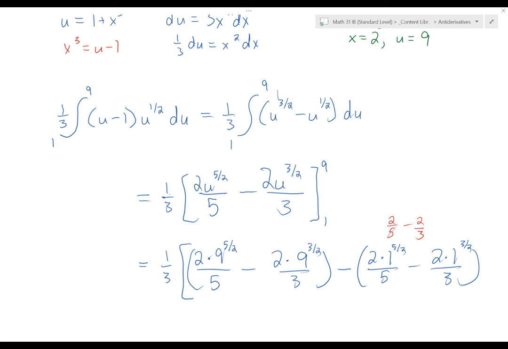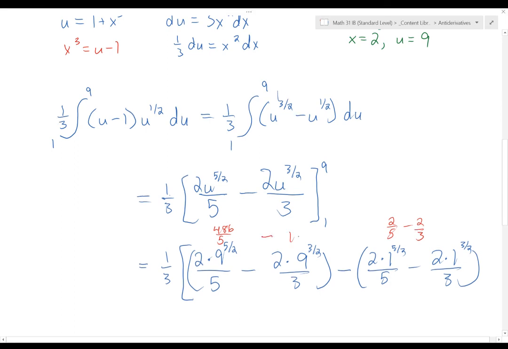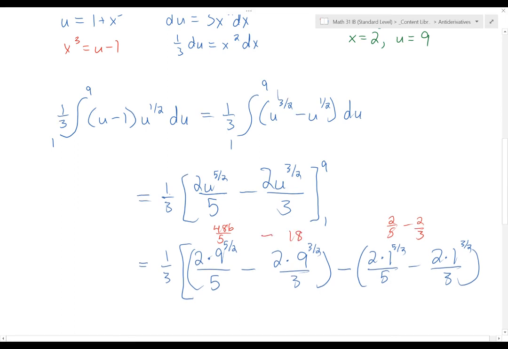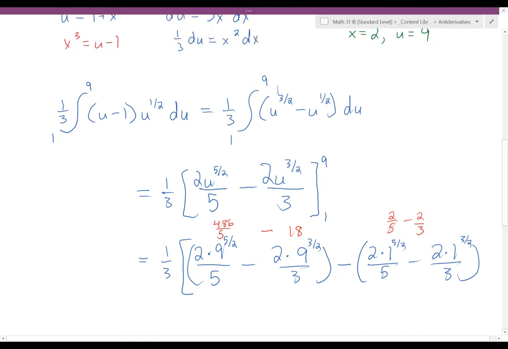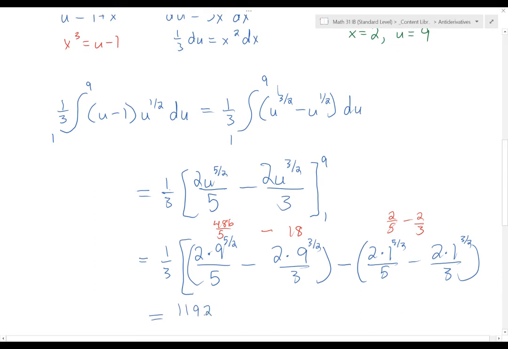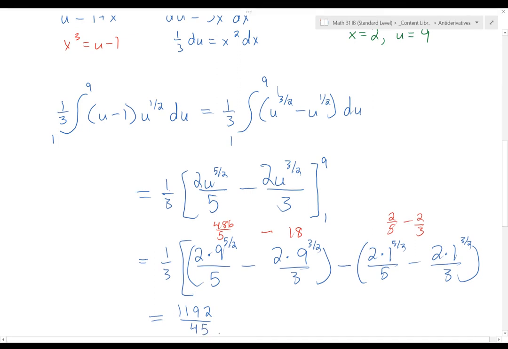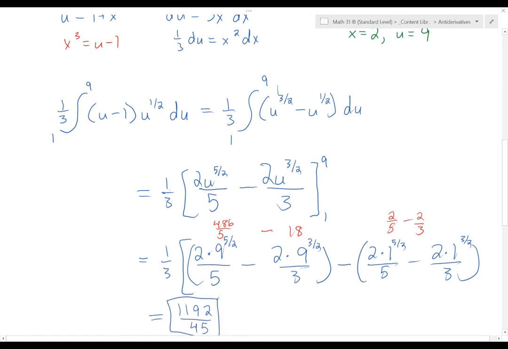Square root of 9 is 3. 3 to the power of 5 is, I want to say 243, but I am going to check that. It is 243. So 243 times 2 is 486 over 5. And so we've got 27, so this one is just 18. Yes, okay. So when I simplify that, 486 over 5 minus 18 minus 2 over 5 plus 2/3, and that all gets multiplied by 1/3. What we end up with here in the final accounting, I believe, is 1192 over 45.